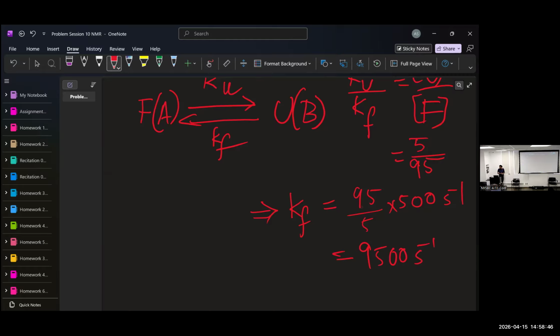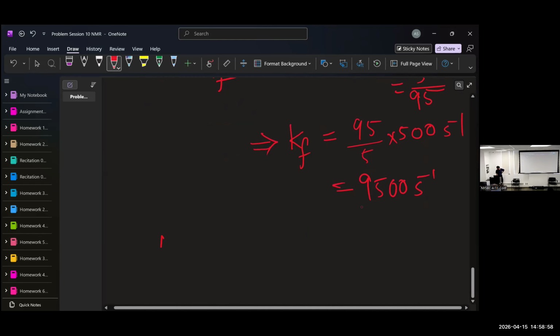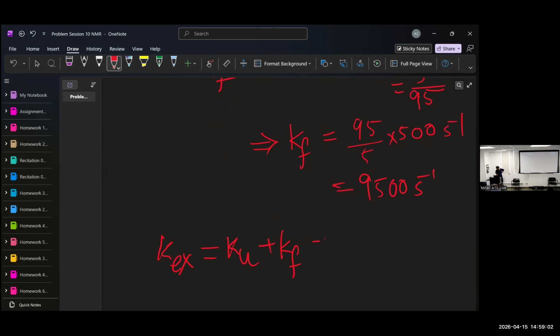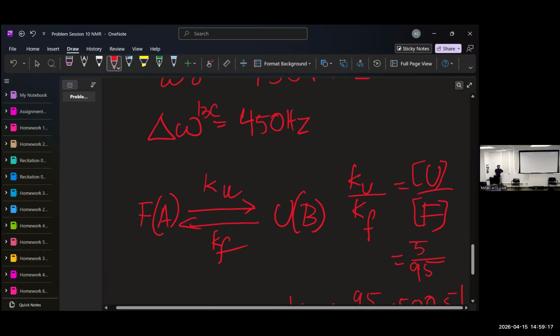Folding rate is almost anyhow. The folding reaction is sub-millisecond. So from that, kex is ku plus kf, which is equal to 10 to the 4 per second. Now I pose the question: is this exchange fast?